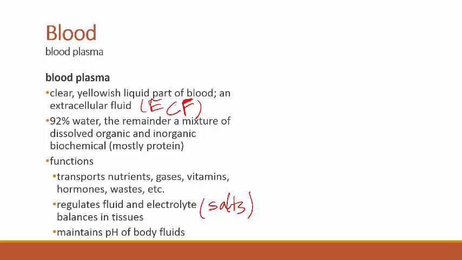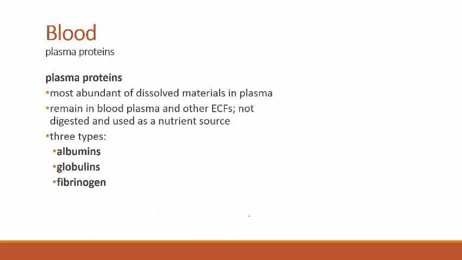We're going to talk next about the plasma proteins. Plasma proteins, as we've said already, are dissolved in the plasma, and they remain in the blood plasma and in other extracellular fluids that they get into as well, and are never digested as a nutrient source. So the point of these plasma proteins is that they serve their protein function, rather than being a nutrient source to the body that gets digested.